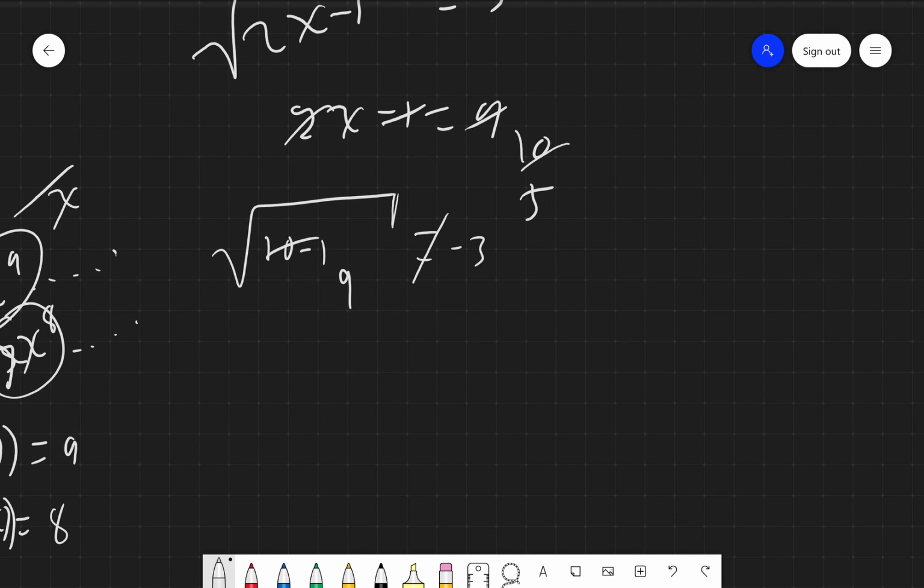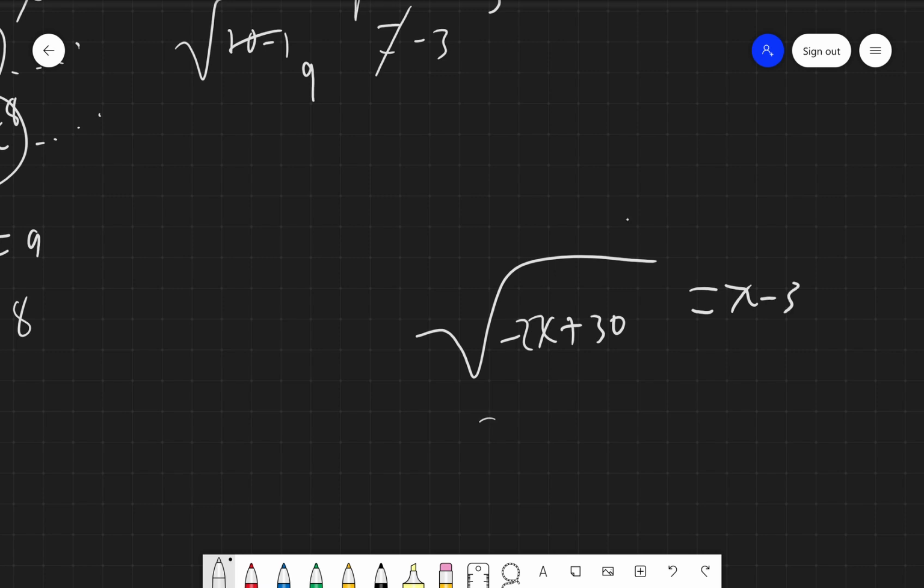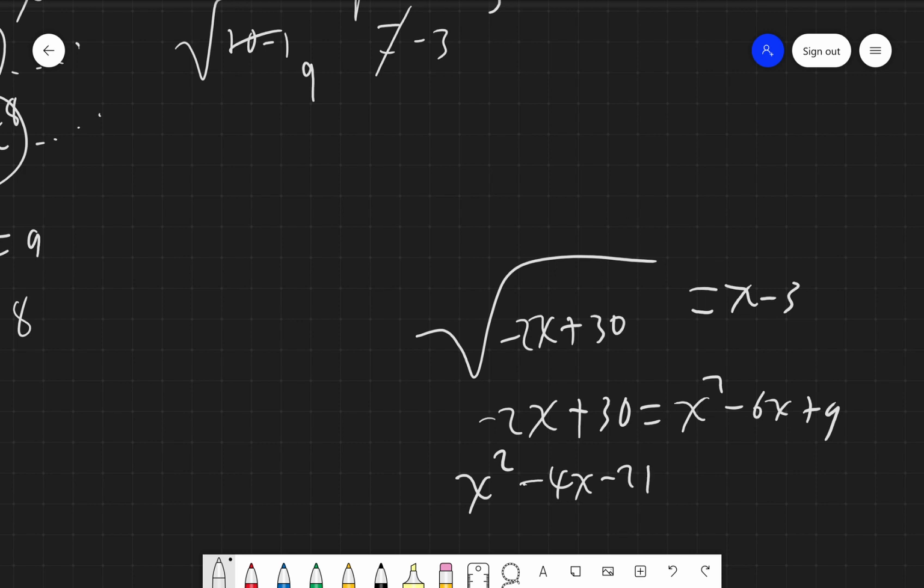Alright, let's do this. Last problem. The square root of negative 2x plus 30 equals x minus 3. Square both sides. Negative 2x plus 30 equals x squared minus 6x plus 9. We get x squared minus 4x minus 21 equals 0.